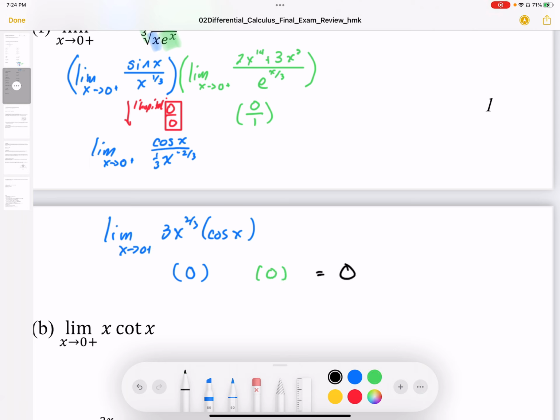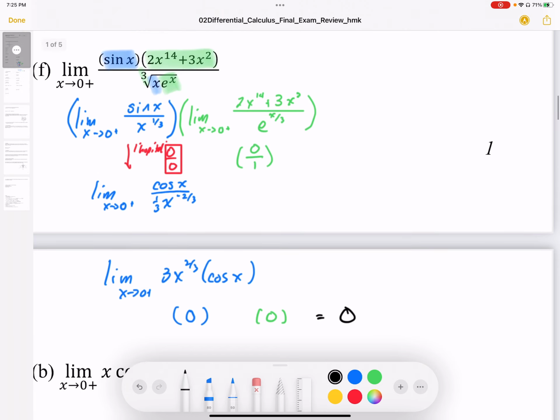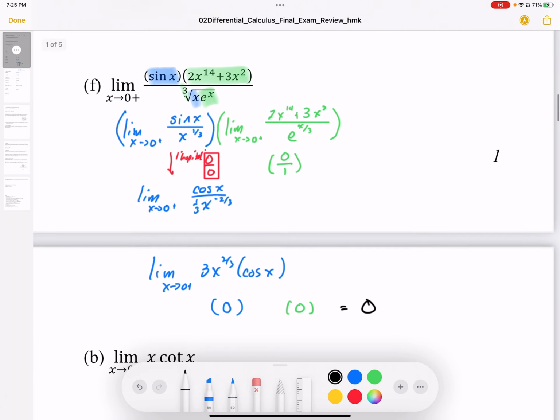It's the same as the results I had before, but in this case, I'm not having to use the product rule to differentiate the numerator and the denominator. I've used limit properties to break up this limit into two separate limits and multiply the limits together.